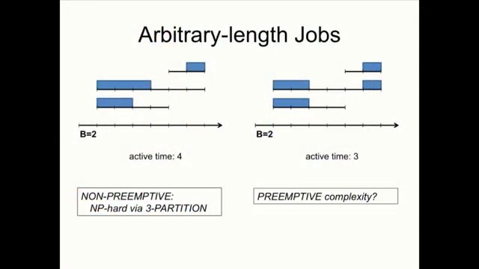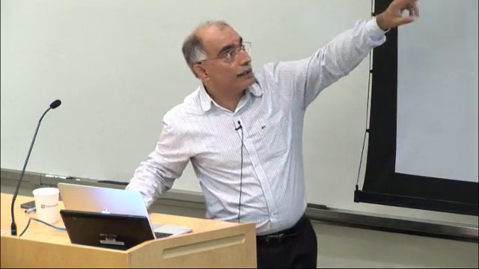So in the next part of the talk, I want to talk a little bit about arbitrary length jobs, and there are some interesting open questions here. So arbitrary length jobs are jobs that are not of unit length. So here in this example, I have 3 jobs, with release times, deadlines, and some processing time. And this is the non-preemptive case on the left, right? So this job, once I start it, I have to run the job all the way to completion.